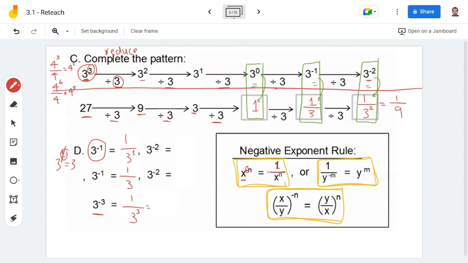So 1 over 3 to the power of 3 means 1 over 3 times 3 times 3. Okay, we get the answer. Same thing here, 1 over 3 to the power of 2, or we can write it as 1 over 3 times 3, which is 1 over 9, right? So this is how we can simplify this.